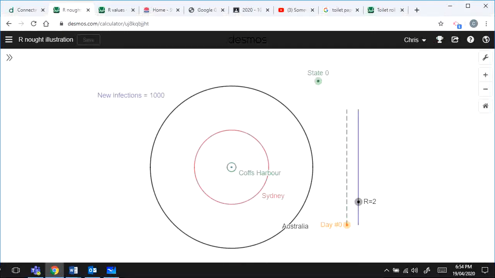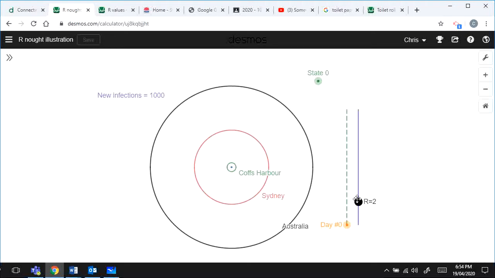Let's have a look at what that looks like in terms of disease spread. I've got a little animation here for us. I'm going to start not with one sick person, but with 1,000 sick people. So, for example, if 1,000 people were let off a cruise ship that had the disease and came out into the community, let's see how quickly the virus would spread.